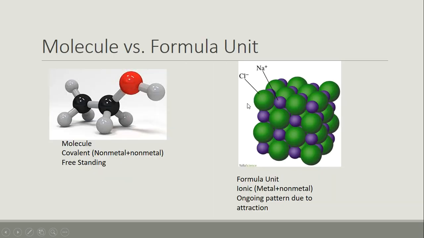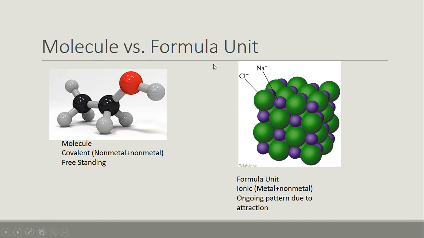All right. So in summary, a molecule is covalent. So you have two nonmetals or multiple nonmetals coming together here. Carbon, oxygen, and hydrogen are forming ethanol. It's sort of a freestanding situation, whereas formula units are always ionic, where a metal and a nonmetal are attracting each other in a charged situation like magnets. And because of that, there's an ongoing pattern. And we're talking about the smallest unit of that.